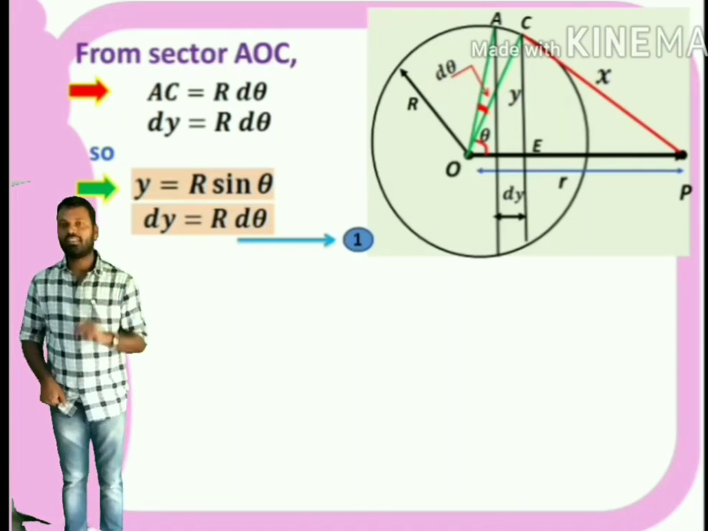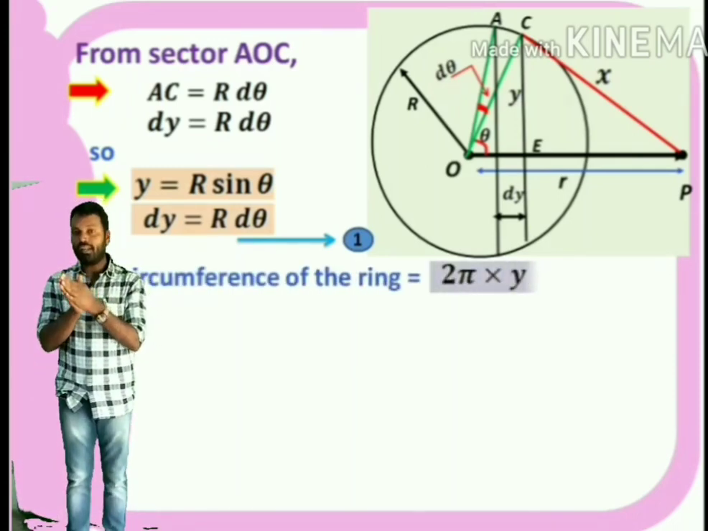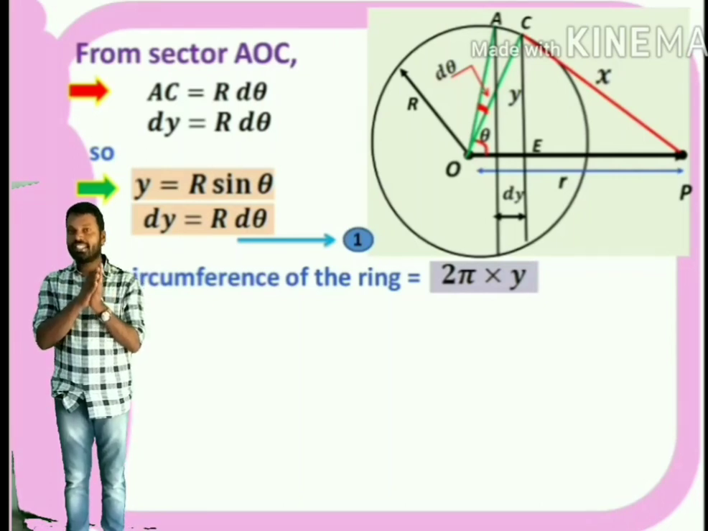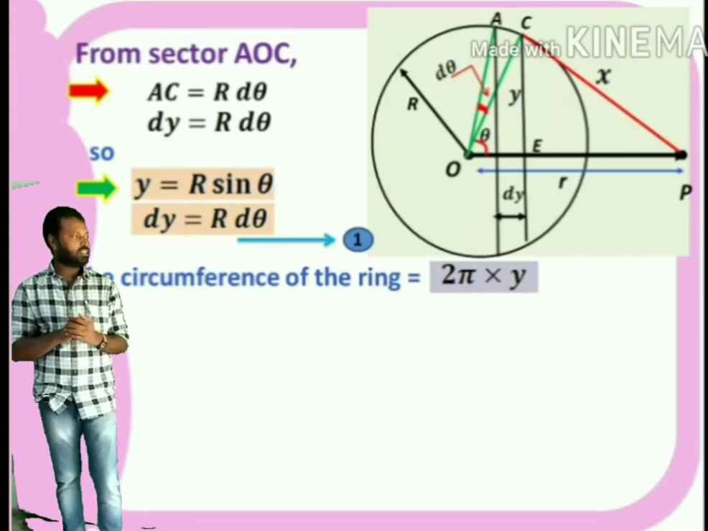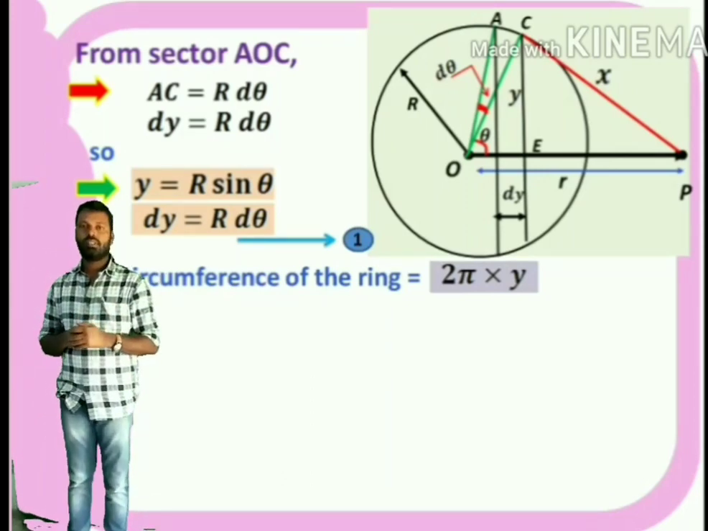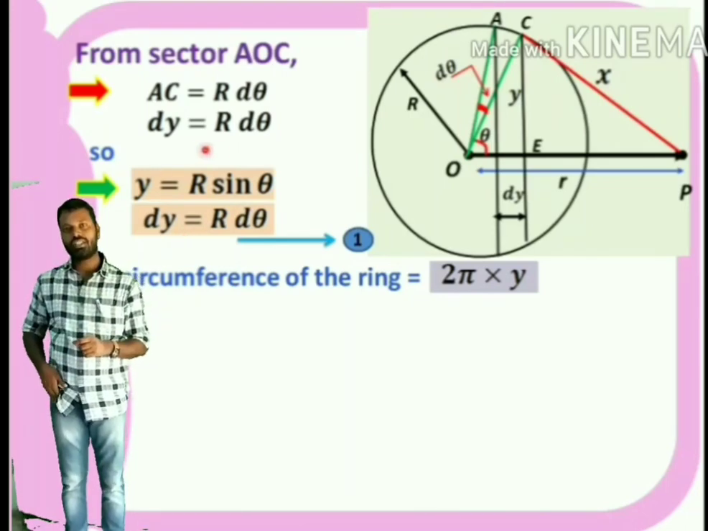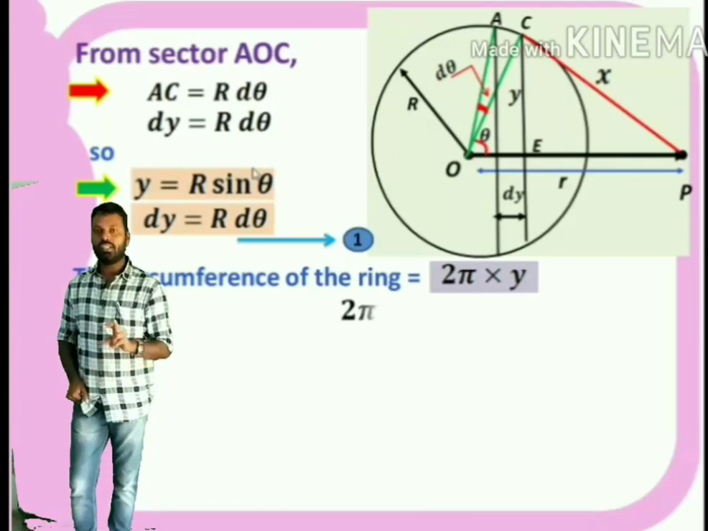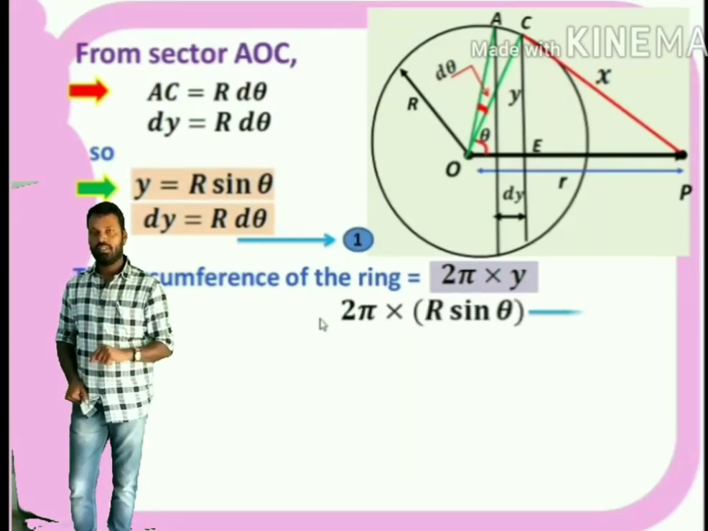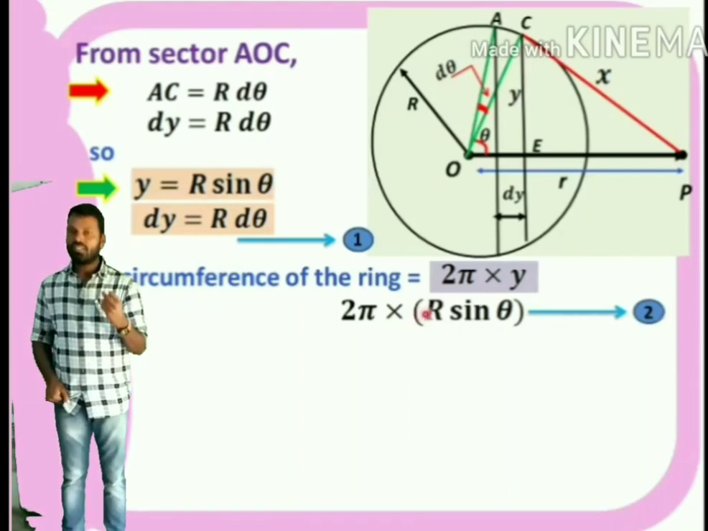Next, find out the circumference of the ring. What is the formula for circumference of the ring? 2 pi r. Here radius is y. So circumference formula is 2 pi y. Right? 2 pi into what is y? R sin theta. So substitute equation 1 here. Now circumference is equal to 2 pi into R sin theta. This is equation 2.